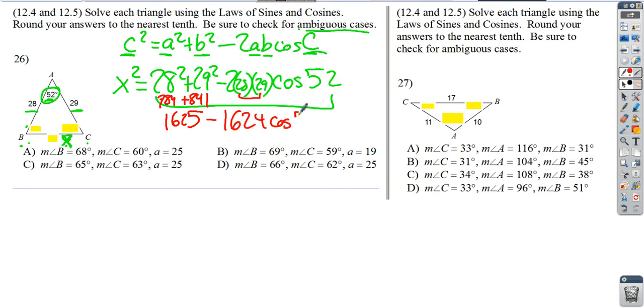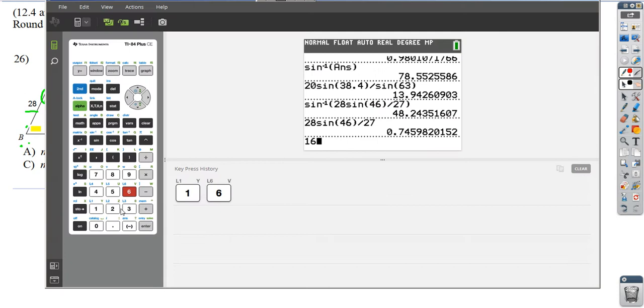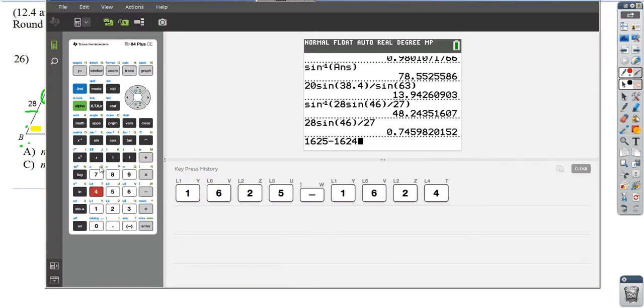Now here's a mistake that some people make. Some people say 1625 minus 1624 is 1, and then I still have that cosine 52. This is wrong because it's an order of operations mistake. These are being multiplied and those are being subtracted, and you have to multiply before you can subtract. That's what PEMDAS says. So let's put 1625 minus 1624 cosine into the calculator. You didn't actually have to multiply those out; I just did it to be sure.